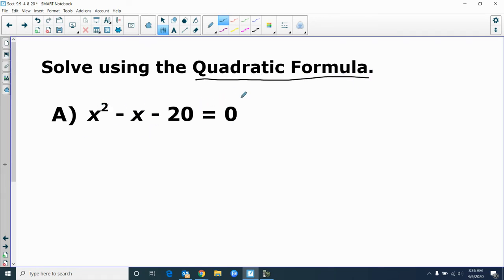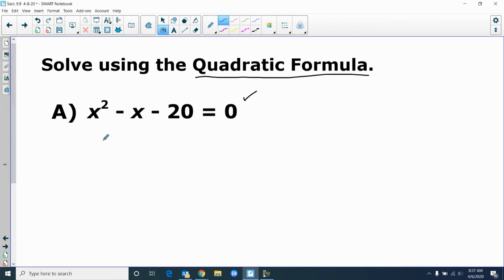Key thing for the quadratic formula: it has to equal 0. Okay, make sure it equals 0. This one does before we start. I would write down the quadratic formula for every problem until you know it by heart. So the quadratic formula is the opposite of b plus or minus the square root of b squared minus 4ac, all over 2a.